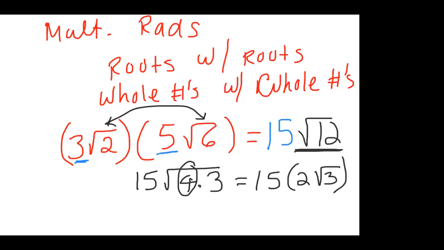So now you multiply 15 times 2. That gives you 30 radical 3. And there you are.